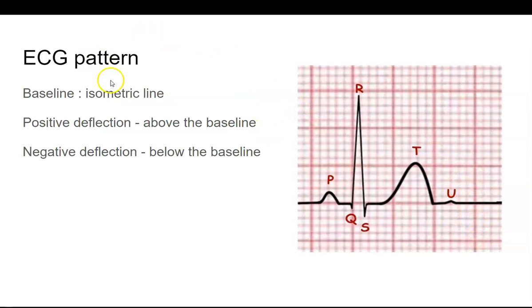If you see the basic ECG pattern, there is an isoelectric line, and the waves go up and down on the isoelectric line. If it goes up, we say it is a positive deflection, that is, a positive deflection is above the baseline, and there is a negative deflection, like the Q wave and S wave, which are called negative deflections.